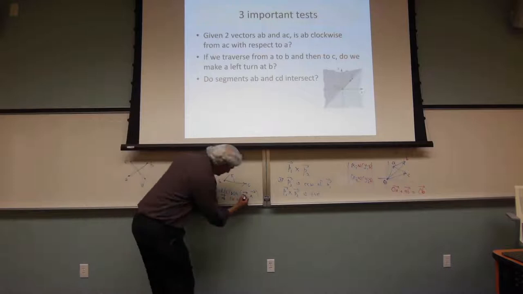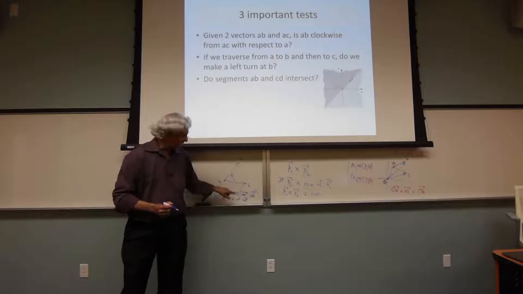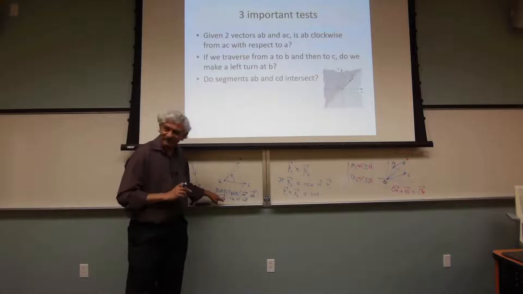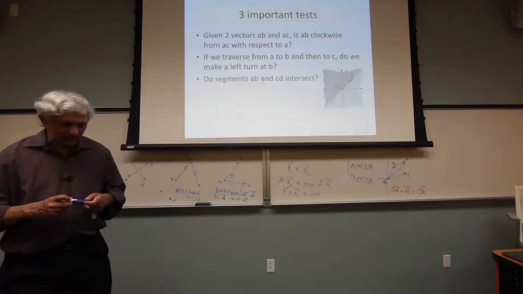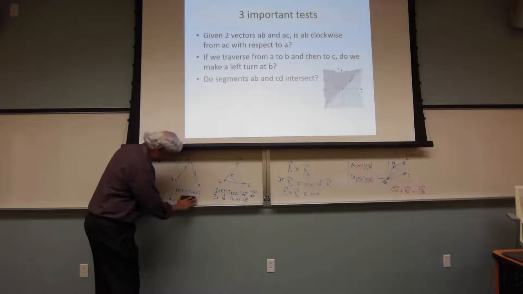So then I would ask the question, is AB clockwise of AC? I'm going to ask it this way. And instead, I'm going to ask the question, is AB counterclockwise of AC? Sorry, no, I take that back. Is AC counterclockwise of AB? And it turns out these two questions are the same as this left turn test, where I'm driving from A to B and now I have to go from B to C.